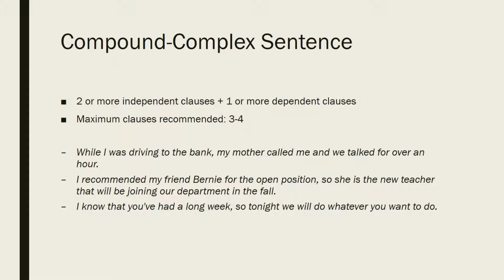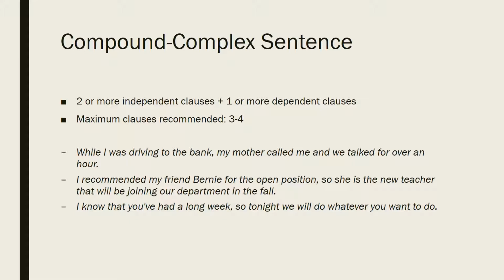So here we're just adding more. There are two or more independent clauses plus one or more dependent clauses. But I do want to say again, the maximum clauses recommended, I would say 3 to 4. Now when I say 3 to 4, this can be a combination of independent and dependent clauses, but again, it can get really wordy really quickly if you are exceeding that 3 mark. 3 is pretty common for a compound complex sentence, and 4 can be common too, but more than that, it just gets way too wordy, and so I just want you guys to be aware of that.